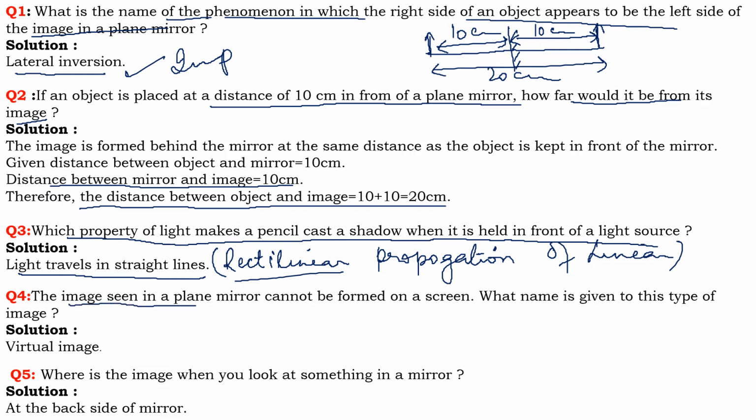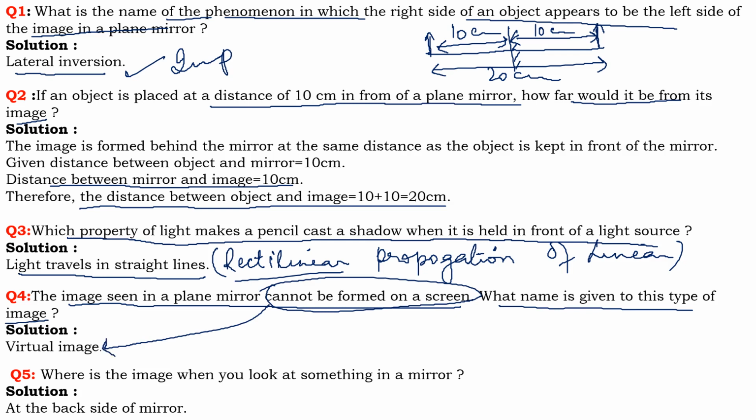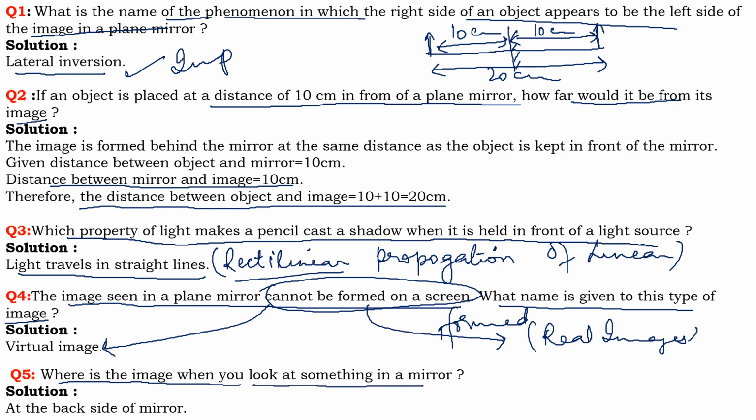The image seen in a plane mirror cannot be formed on a screen. What name is given to this type of image? When images cannot be formed on the screen, this kind of images are called virtual images. When they are formed on a screen, they are real images. Where is the image when you look at something in a mirror? Your image is on the back side of the mirror.